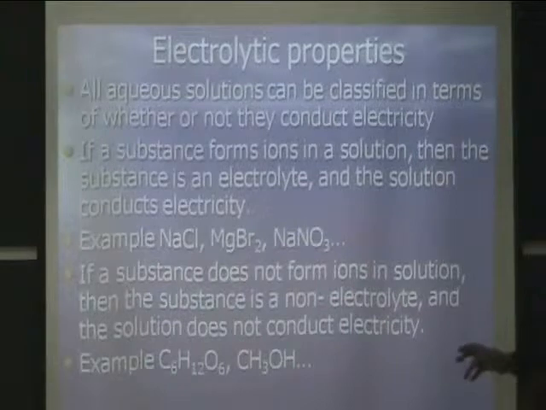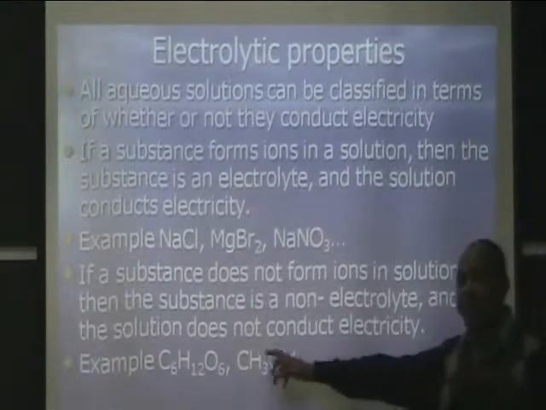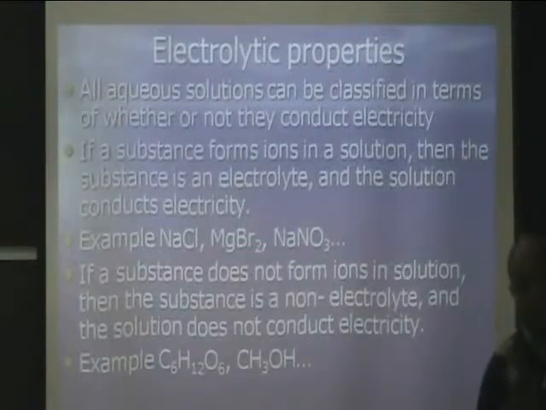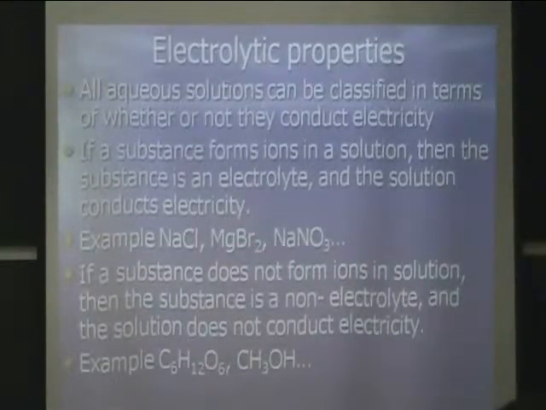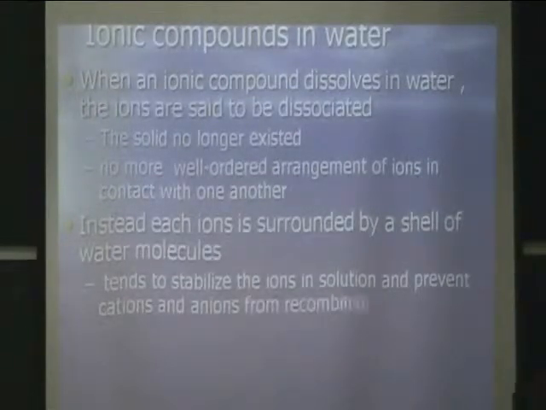Some of the compounds here that are non-electrolytes are glucose, C6H12O6, and methanol, CH3OH. They don't form ions. To form ions, you need a positively and a negatively charged ion. But if you consider glucose, it can't form them. They are molecules. They are dissolved in water, but they are molecules, not forming positively or negatively charged ions.